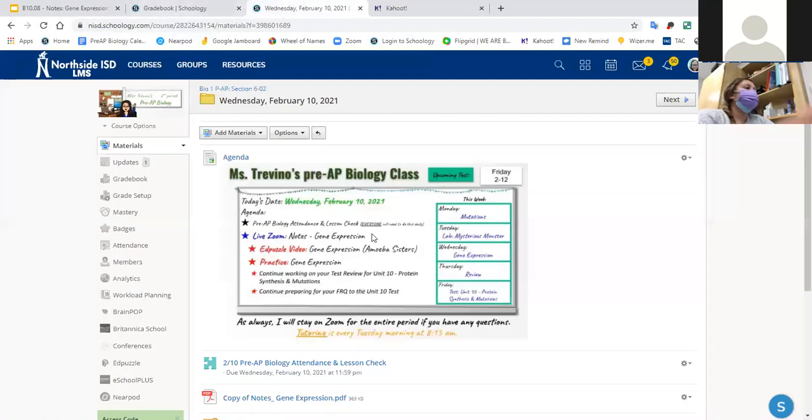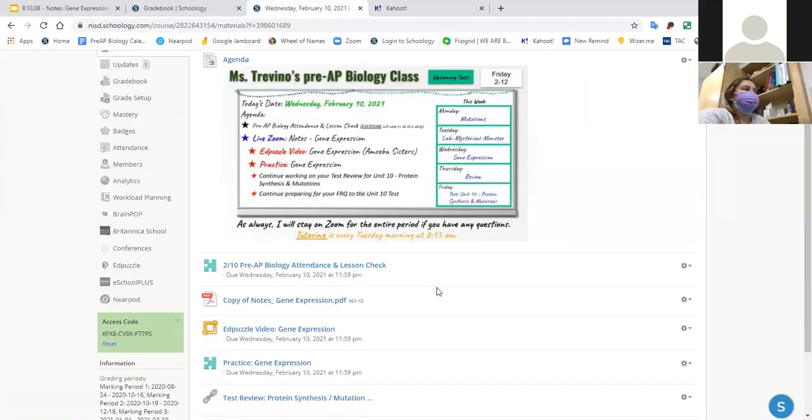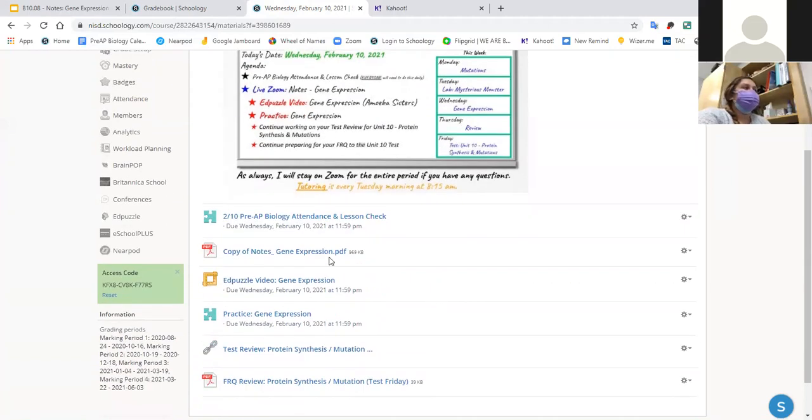Right, so today we are talking about gene expression, and I have to share some new notes with you because I think the notes I originally shared with you are a little bit more advanced. Not that I'm saying you're not advanced, it's just that on the test, it's not going to be that advanced. So I'll share some new notes with you, and those are the notes I'm going to go over right now.